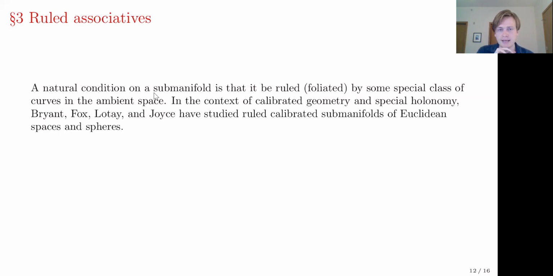This idea of ruled submanifolds has been studied in calibrated geometry before by, say, Robert Bryant, Fox, Lotay, and Joyce. They studied ruled calibrated submanifolds of Euclidean spaces and spheres. So you can take, say, R7 together with the standard 3-form, the standard G2 structure that we defined, and study associative submanifolds of this space that were ruled by lines. That's the kind of thing these people studied.